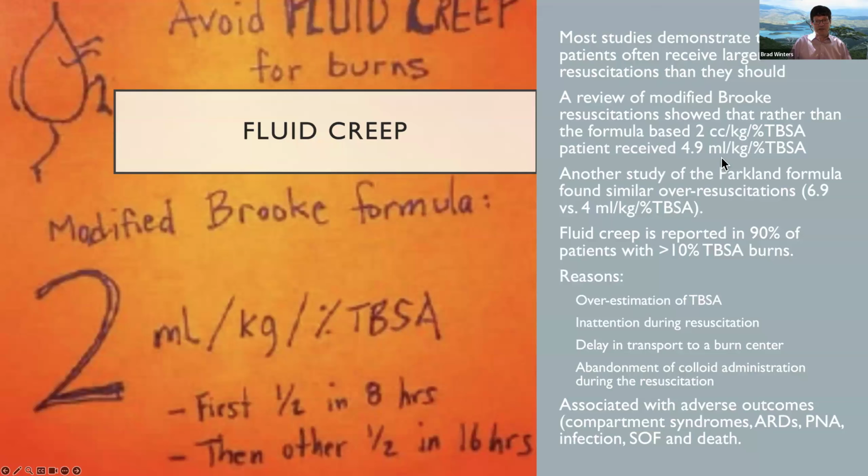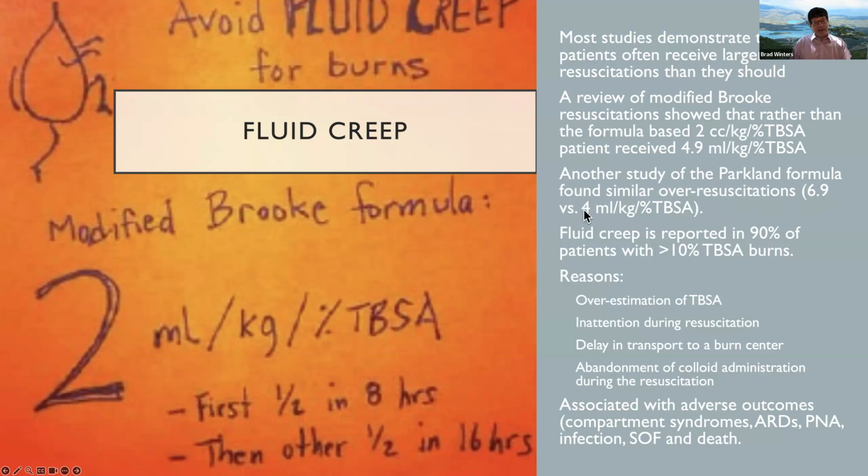But as we said, the formulas themselves already have wide ranges. So that partially explains it: there's too much uncertainty in the formulas, and so you can wind up with way too much fluid. Okay, so one study, a review of the modified Brooke resuscitation formula, showed that rather than getting the 2 cc's they should have gotten, most patients received almost 5 cc's, almost 2.5 times what they should have gotten. Looking at the Parkland formula, which already uses much more fluid than the Brooke formula, the studies showed similar results. Instead of getting the 4 that was calculated, they got 6.9.